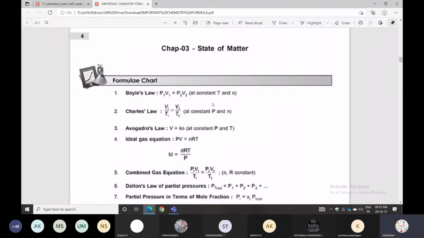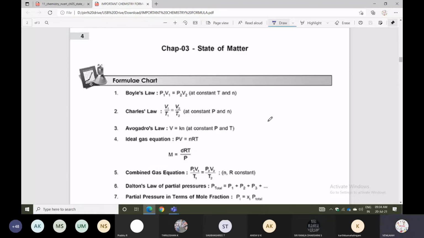Next one you can write down the ideal gas equation. Ideal gas equation is PV equal to nRT, where n is nothing but number of moles. Number of moles formula, you know already. What is the number of moles formula? Anyone, any student, can you say?